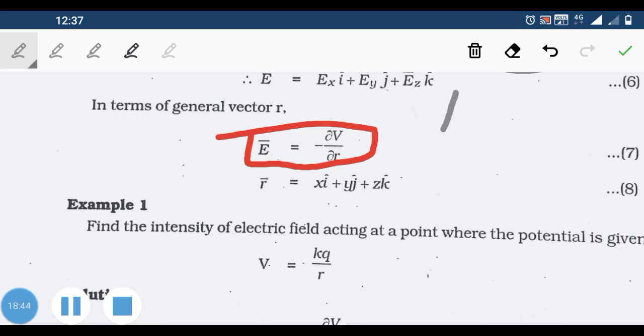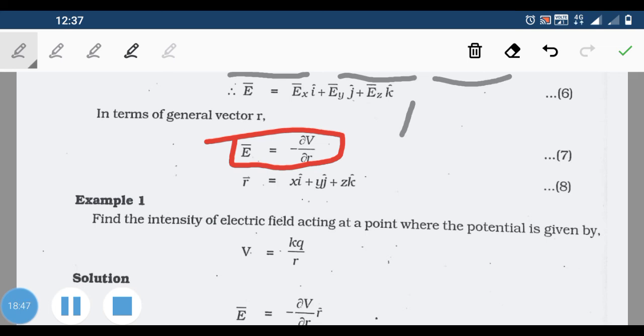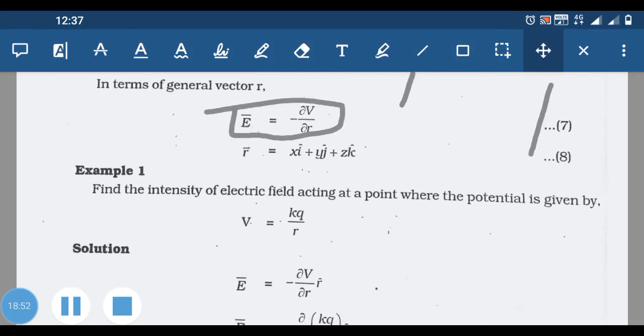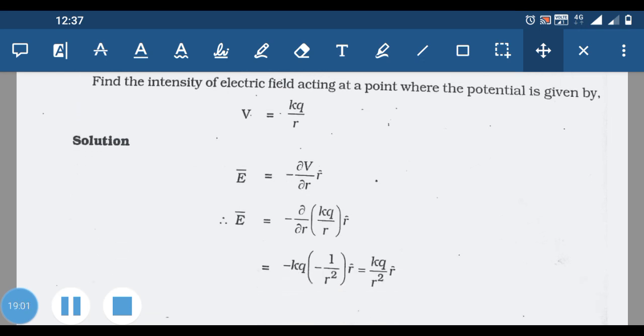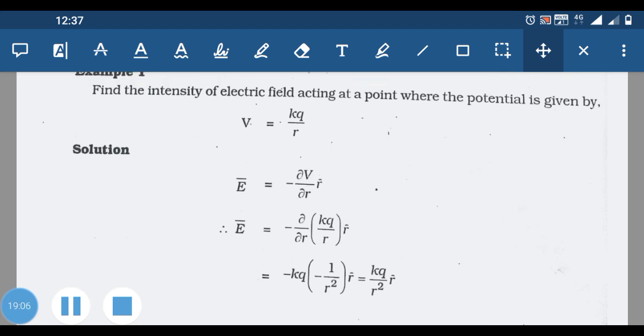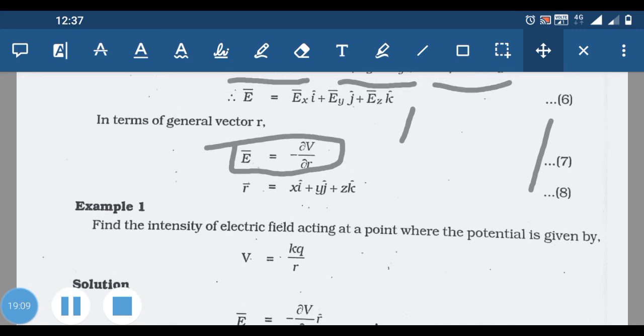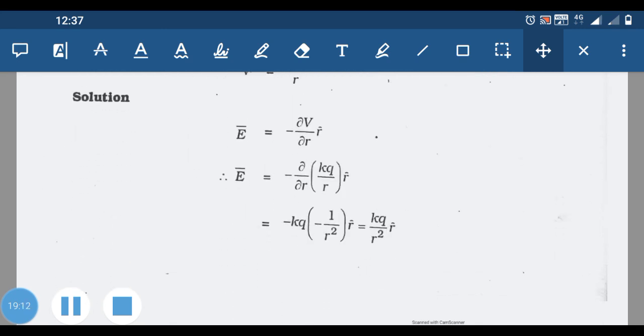As an example, find the intensity of the electric field acting at a point where the potential is given by V is equal to KQ by r. So E will be equal to minus dou by dou r of V, that is, minus dou by dou r of KQ by r, into r cap. Here this is a vector. So it will be equal to minus KQ, which is a constant, times the differential of 1 by r with respect to r, which is minus 1 by r square. So it will be KQ divided by r square.